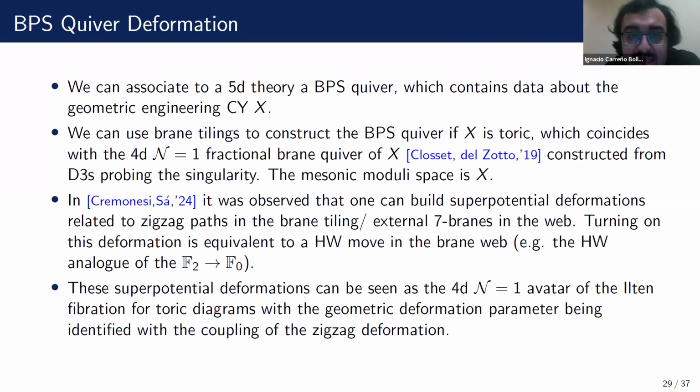Now, our claim is that these superpotential deformations can be seen as the 4D N=1 avatar of the Hilbert fibration we previously introduced for toric diagrams.